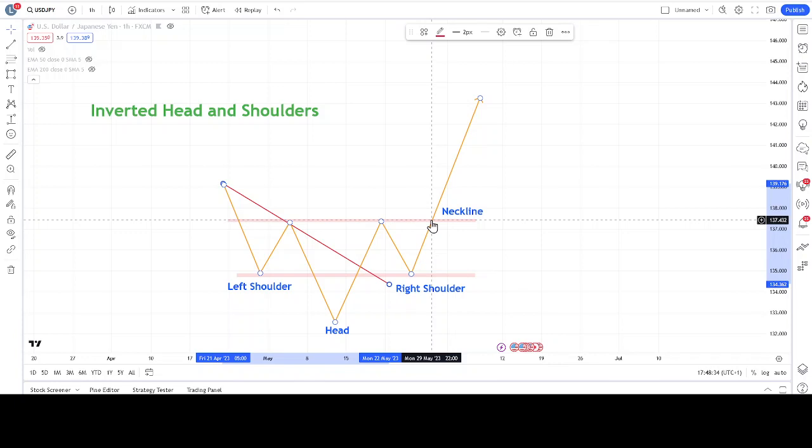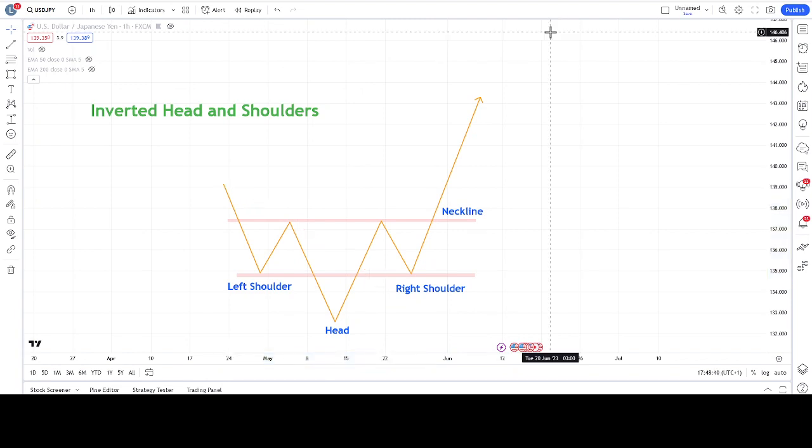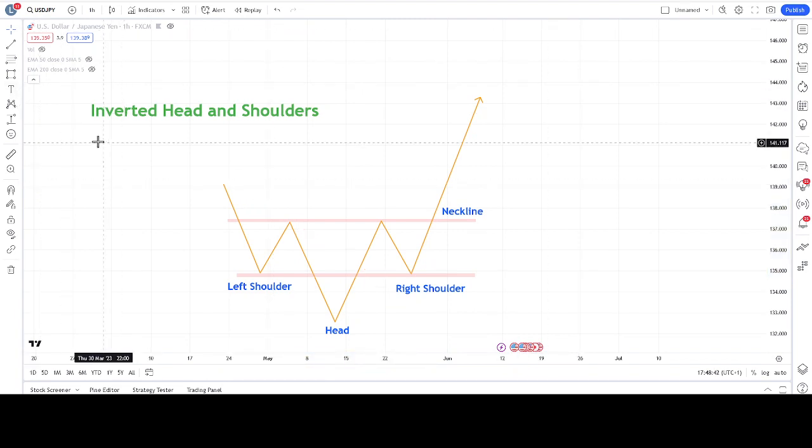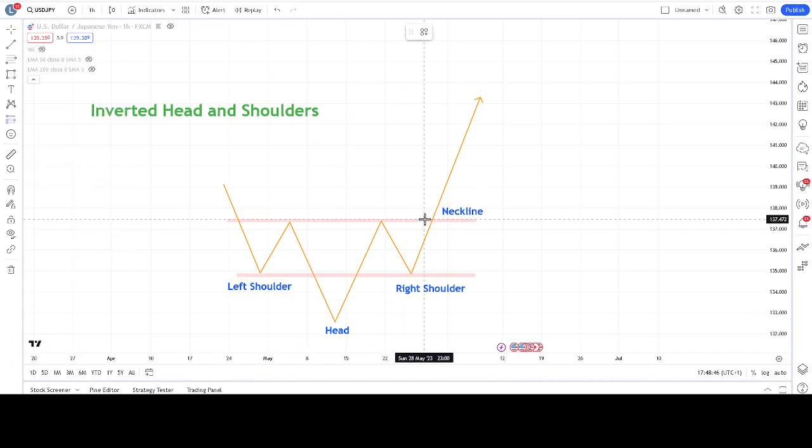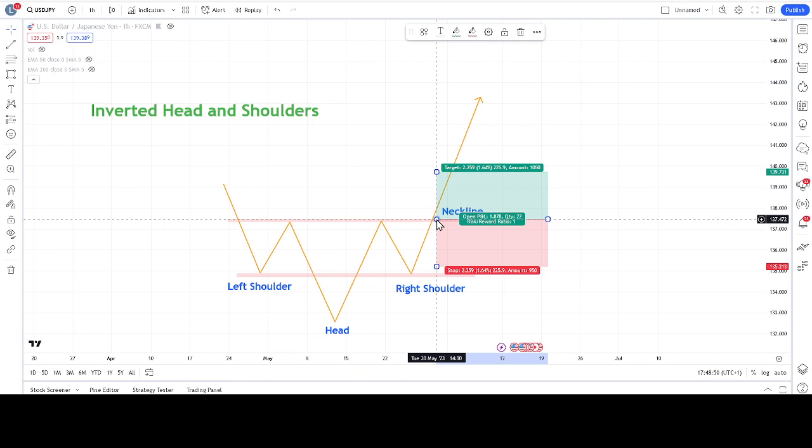Now let's see how we can trade this pattern. So let me just get rid of this downtrend line, and because this is a bullish pattern, let's get the long position. So once the pattern is complete, as in when the neckline is broken, and you can of course see the neckline breaking with heavy volume, and you can see a big green candle there.